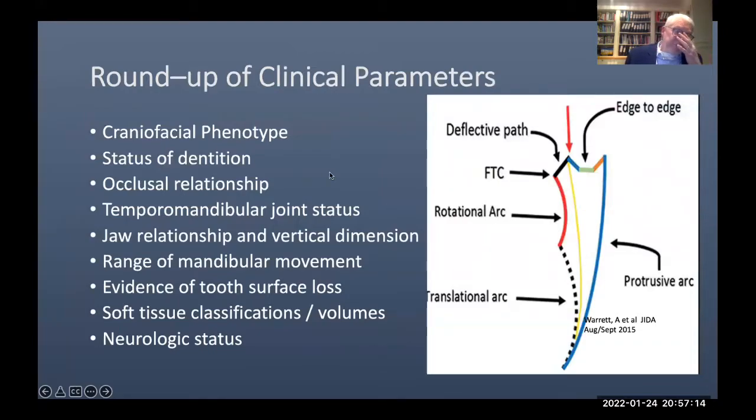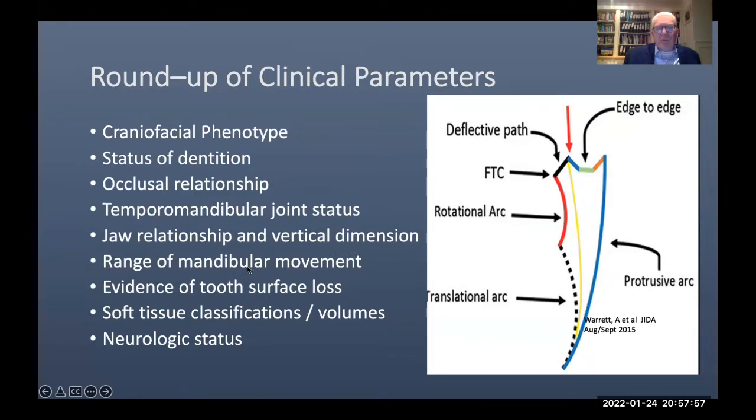So a roundup of some clinical parameters, not everything, it's not completely comprehensive, but the craniofacial phenotype, and as I say, that's the hard and soft tissue descriptors that we've used. Status of the dentition, partially edentulous, so obviously clinical parameters, and if there are dental comorbidities, they need to be eliminated optimally before any appliance therapy. The occlusal relationship, are there anomalies there that would lead to design problems? Are there anomalies there that relate to acquired bruxing activities? Temporomandibular joint status, is there any sign of derangement in the joint, discomfort? The jaw relationship itself and the vertical dimension, because they affect protrusive range.